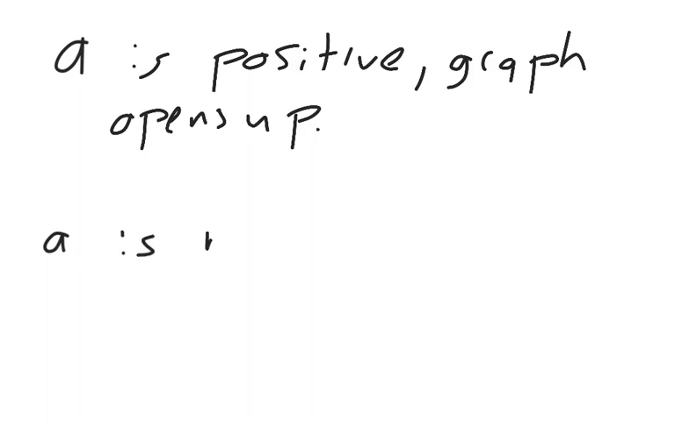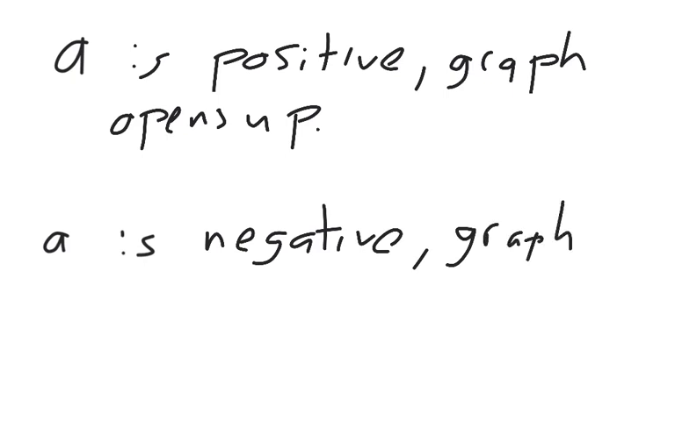If A is negative, the graph opens down. And then the actual number still does the stretching or compressing like it did if it was positive. So if I put in negative 0.5 x squared, what's that graph going to do?